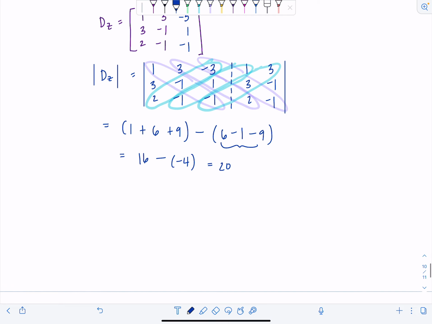This is a million times easier. I wish they had taught me this when I was in school. Okay, so then z equals determinant d sub z divided by determinant of d, 20 over 5, which equals 4.